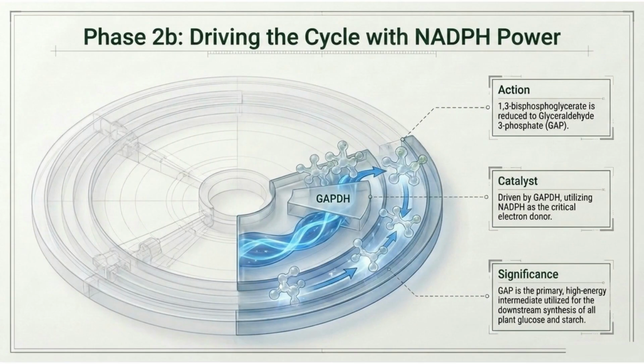Powering the core of the cycle requires reducing power. Driven by the enzyme GAPDH, 1,3-bisphosphoglycerate is reduced into glyceraldehyde 3-phosphate, or GAP. This step utilizes NADPH as the critical electron donor. GAP is the primary high-energy intermediate used for all downstream synthesis of plant glucose and starch.